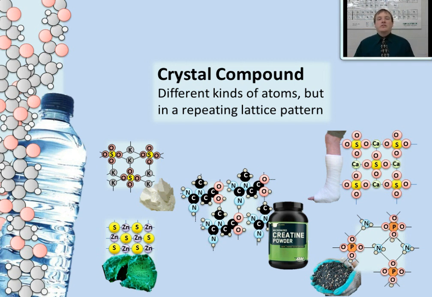So that's what a crystal compound is. More than one type of atom arranged in a repeating pattern because they are bonded in a crystal lattice.